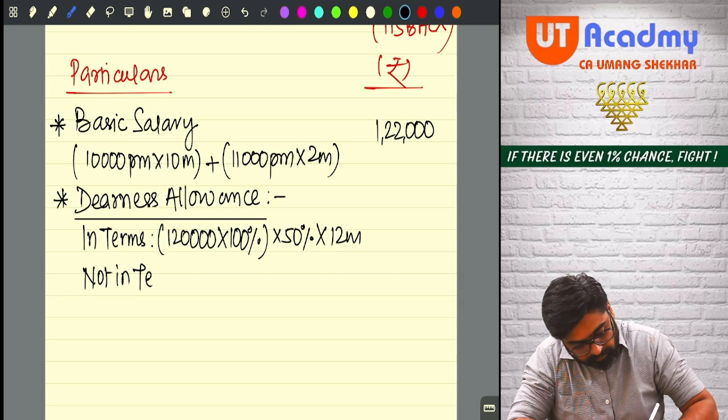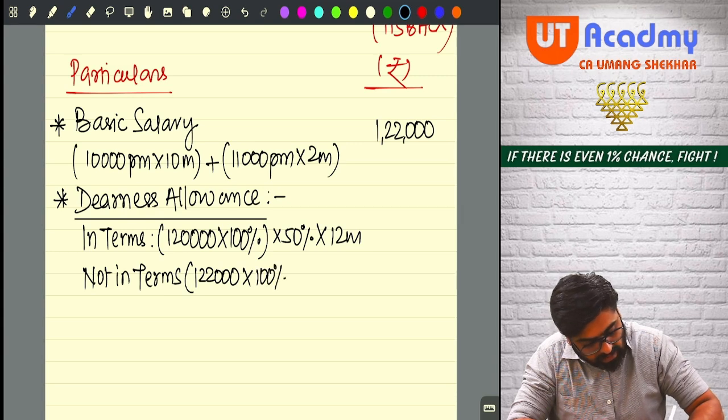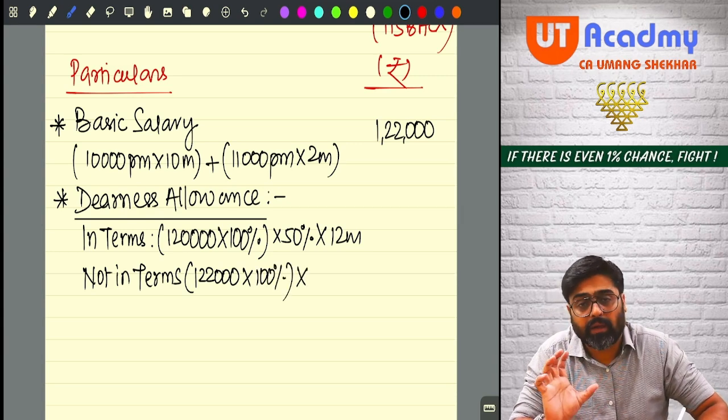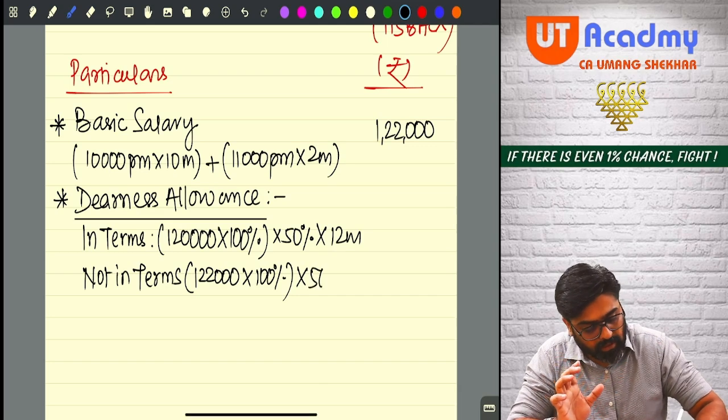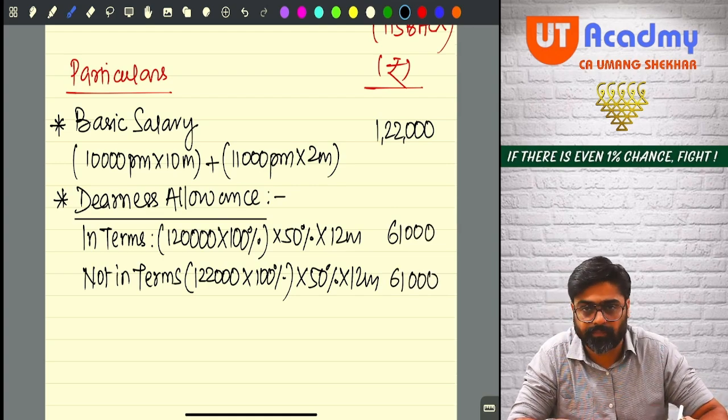Not in terms, 1,22,000. 100% of that I will get DA. And whatever DA I am getting, 50% of that will be not in terms for 12 months. So this will be 61,000 and this will also be 61,000.